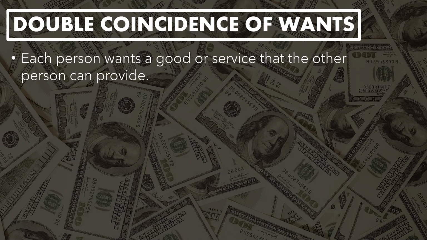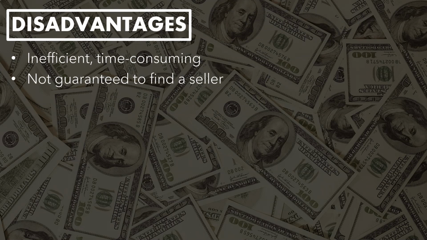When each person wants a good or service that the other person can provide, then the two parties can exchange these goods or services without the requirement of money. However, double coincidence of wants has its fair share of cons or disadvantages. It's inefficient and time-consuming, and we're never guaranteed to find a seller that has the product we need and is also willing to take the product in exchange for what we have to offer.